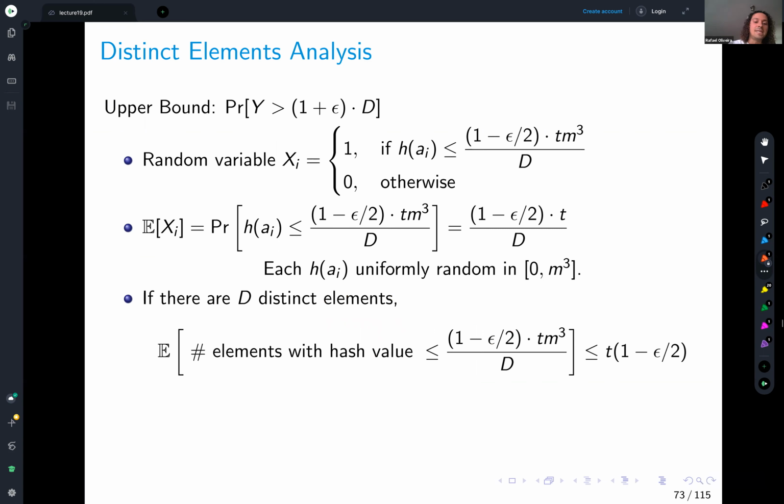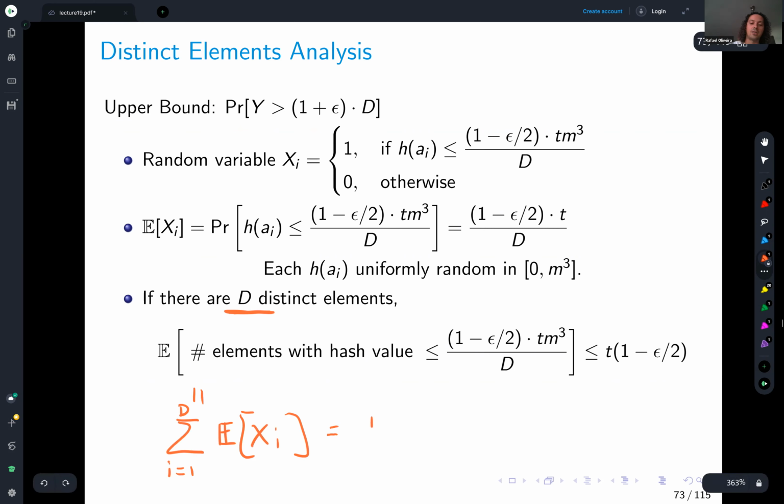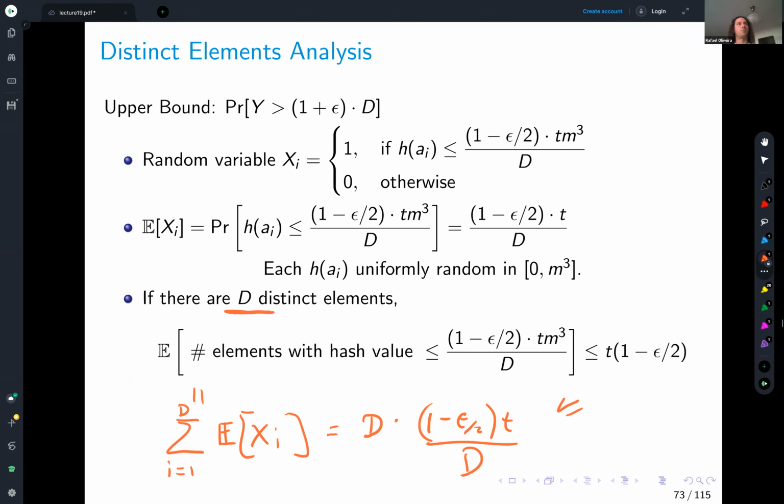If we have d distinct elements, what is the expected number of elements with hash value less than or equal to this small quantity? Well, the expected number is just equal to the sum for i equals 1 up to d of the expected value of x_i, because we have only d distinct elements. But this expectation, as we saw, is exactly, so this is equal to d times (1 minus epsilon over 2) times t over d, and the d's cancel. So then we get less than or equal to t times (1 minus epsilon over 2).